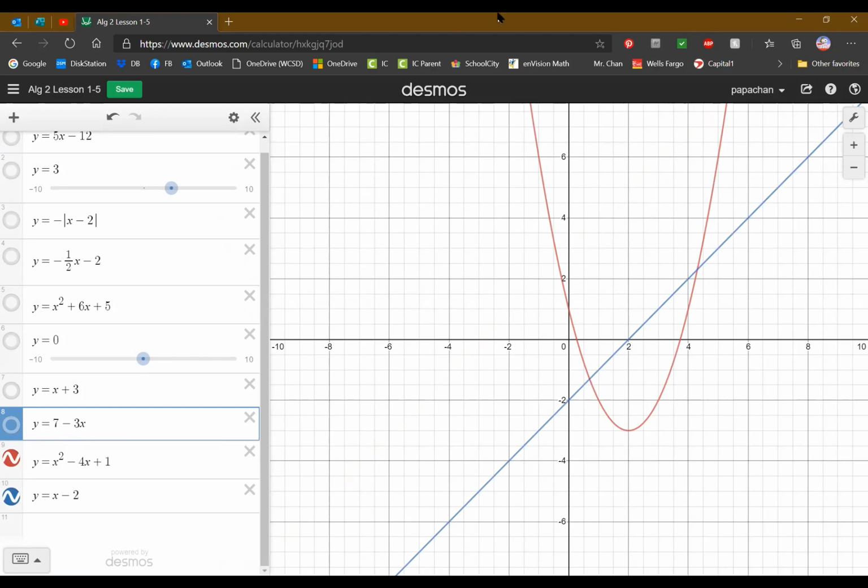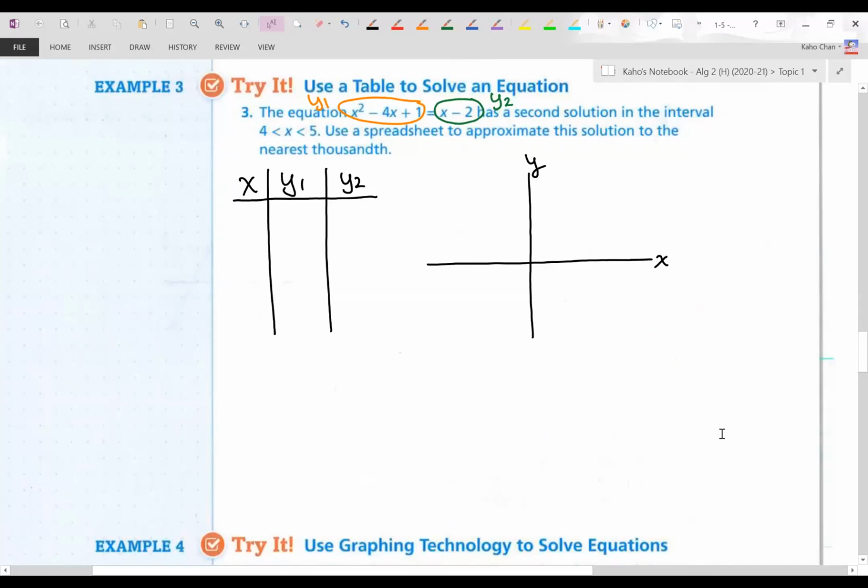Aha! The parabola and the line don't meet nicely at all. Notice the first intersection is at 0.697 and negative 1.303. I do need to warn you, I'm kind of jumping ahead a little bit. They only want us to look at the second solution where the parabola crosses the line. The second solution they're telling you is between 4 and 5. That's kind of interesting.